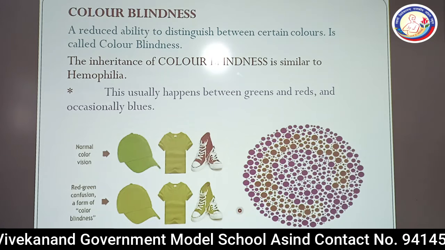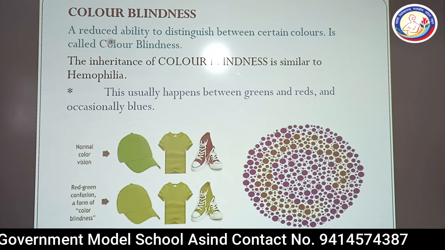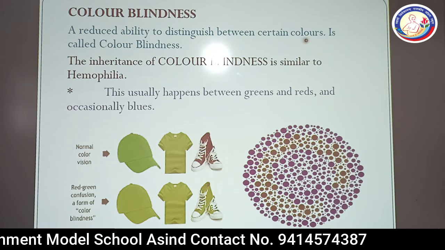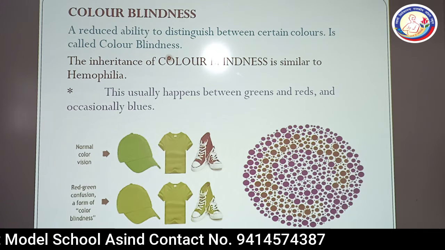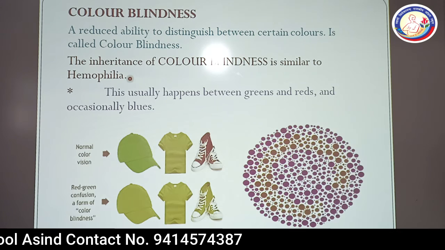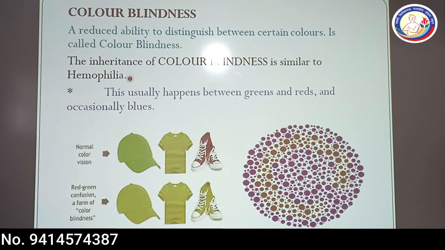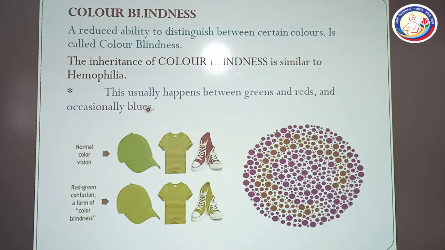Color blindness. What is color blindness? A reduced ability to distinguish between certain colors is called color blindness. The inheritance of color blindness is similar to hemophilia, because its allele is present on the X chromosome. This usually happens between green, red and occasionally blue. Generally it happens with green or red colors and occasionally blue.